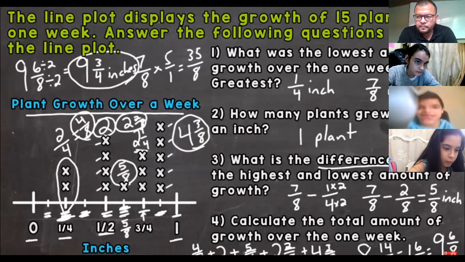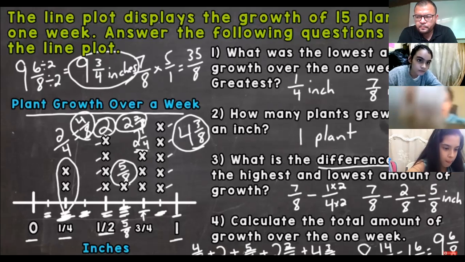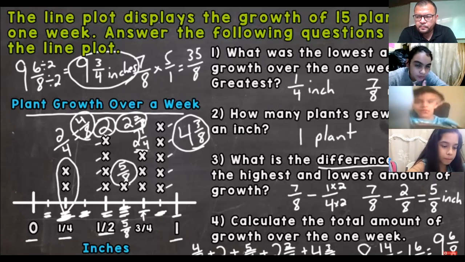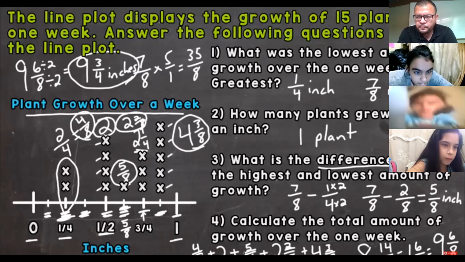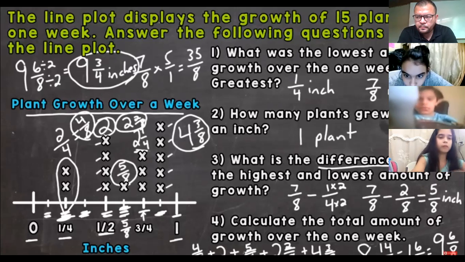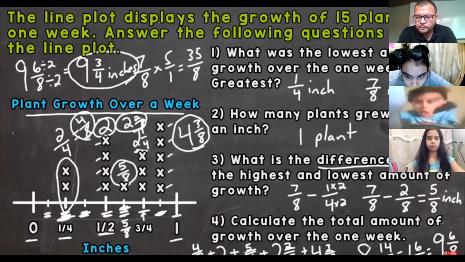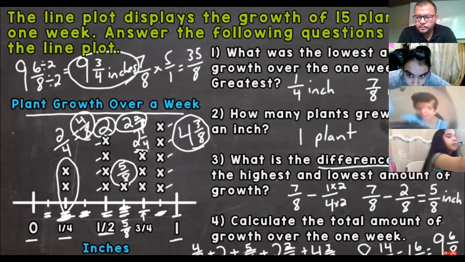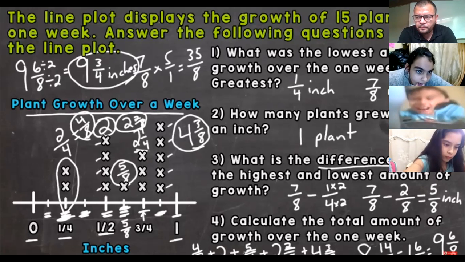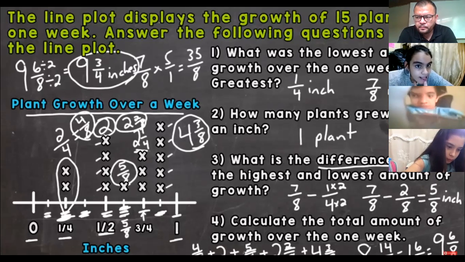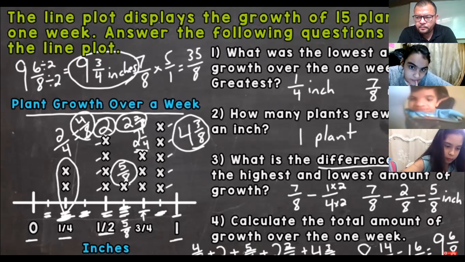So number 4 is a common type of problem that comes along with line plots, and it does take quite a bit of work to solve that, but it's just a matter of breaking down the problem and really knowing what you're doing in order to get that total amount. Hopefully that helped with interpreting and reading line plots that involve fourths, eighths, and halves.